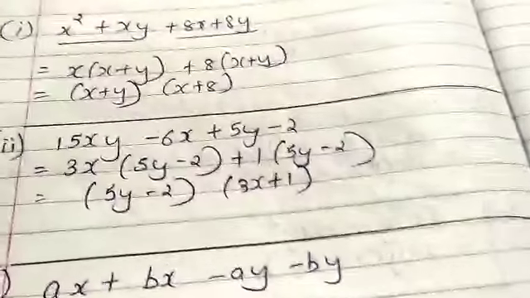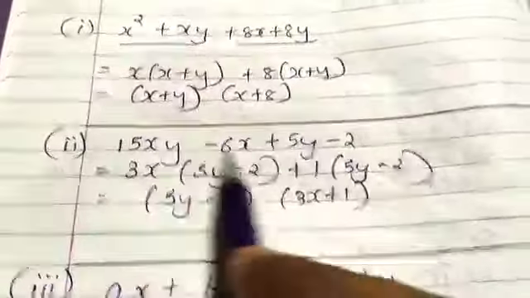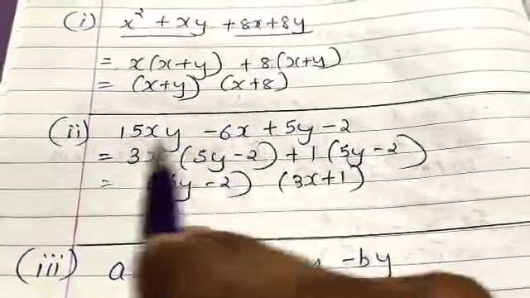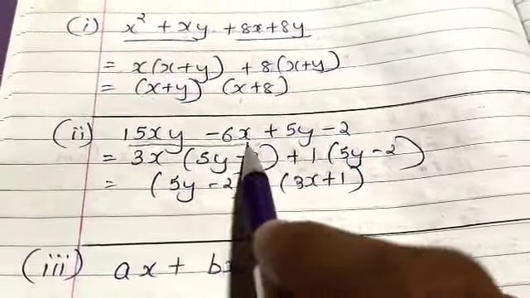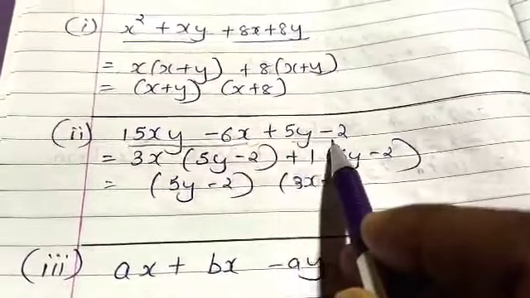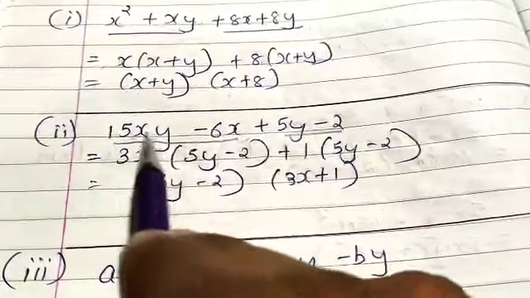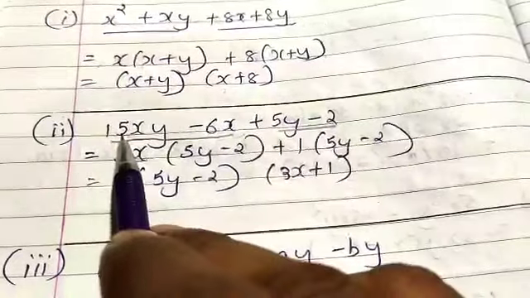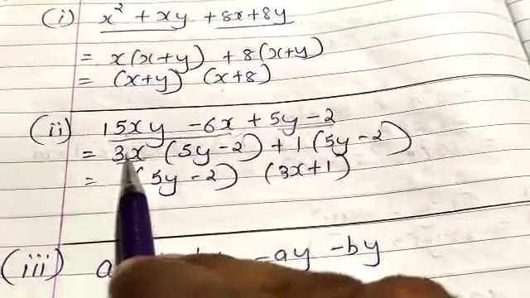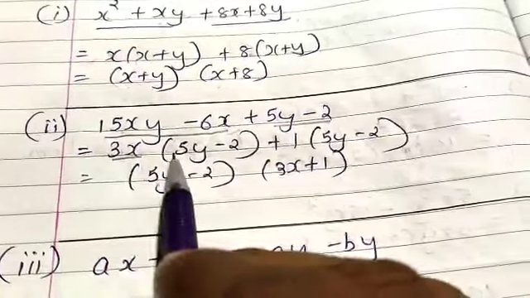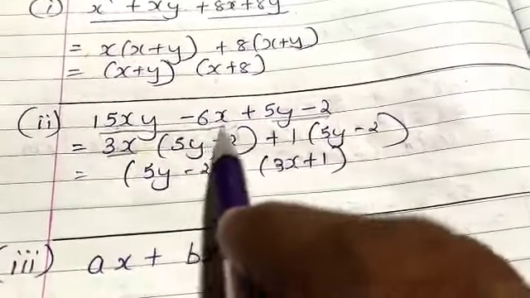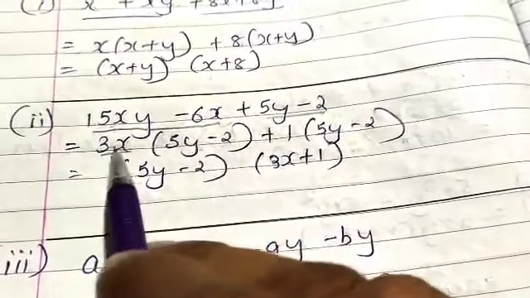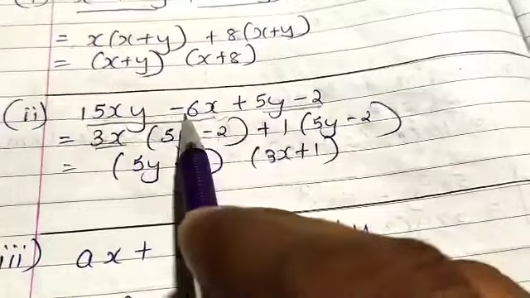Then let us see the next sum: 15xy minus 6x plus 5y minus 2. Now here, what is common? Try to make a pair of the first two terms and the last two terms. Then 3x is common. To get 15xy, 3x will be multiplied by 5y, that is 3 fives are 15xy. To get negative 6x, 3x will be multiplied by negative 2, that is 3x into negative 2 is negative 6x.